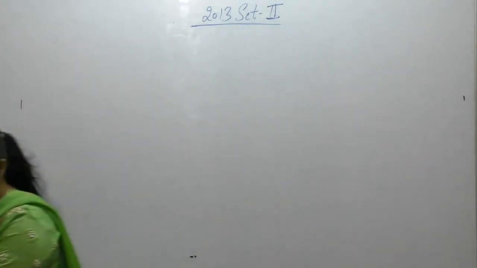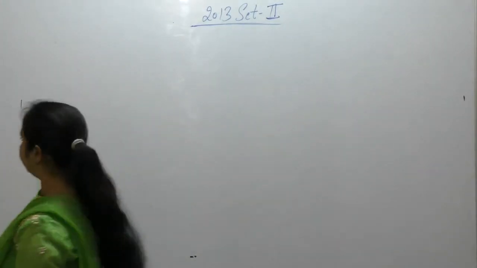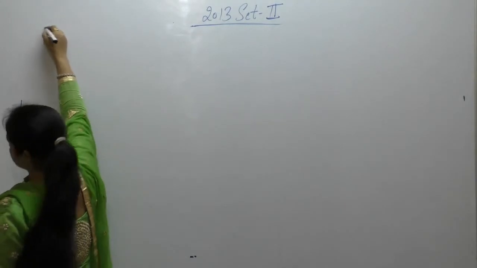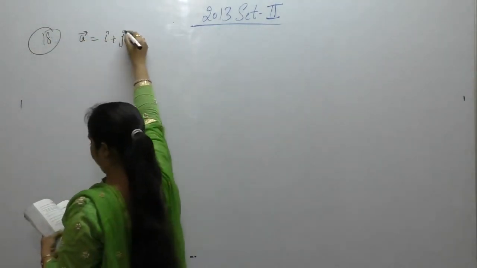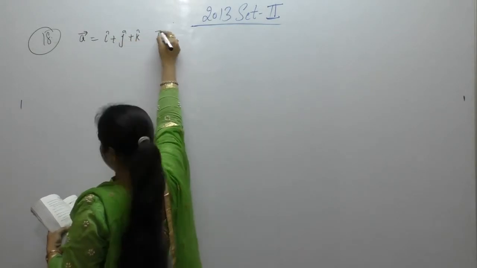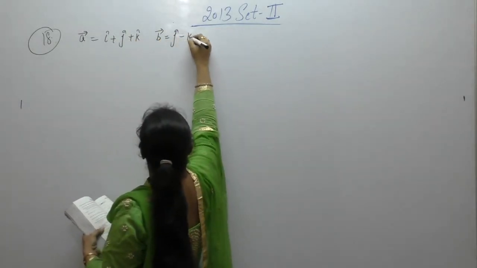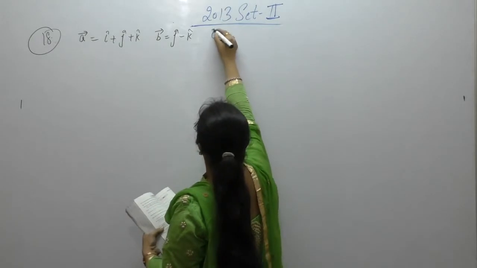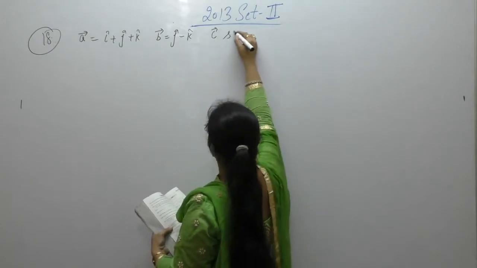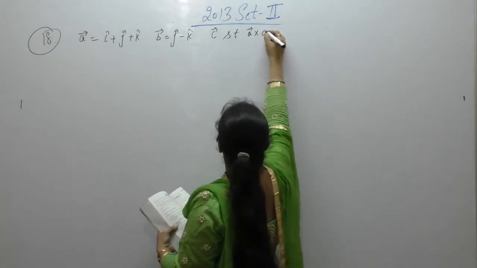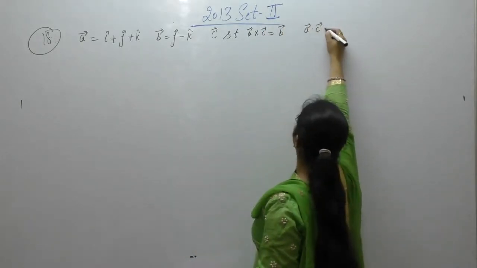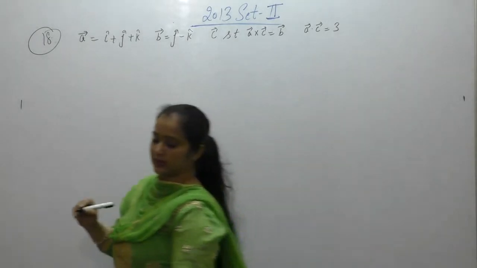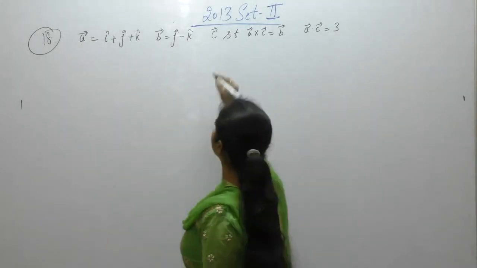Next one, question number 18. If vector A is equal to i + j + k, vector B is j − k, find a vector C such that A × C = B and A · C = 3. We want to find the vector C.